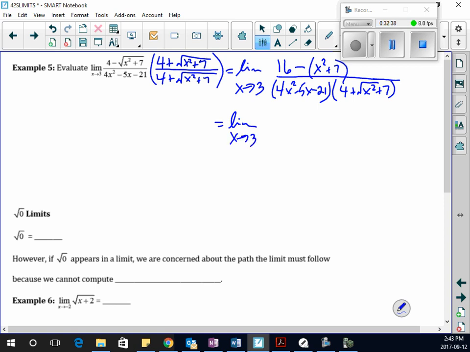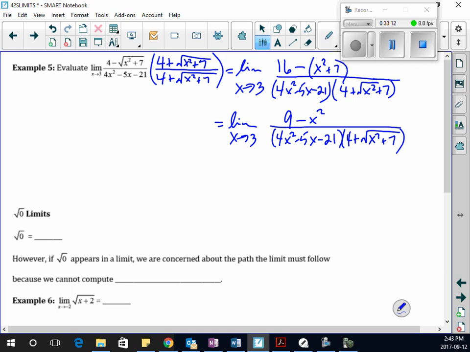So now what do I get on top here? What's 16 minus the whole thing of x squared plus 7? That would be, what's 16 minus 7? 9. So you're going to get 9 minus x squared over 4x squared minus 5x minus 21, 4 plus the square root of x squared plus 7. Okay.